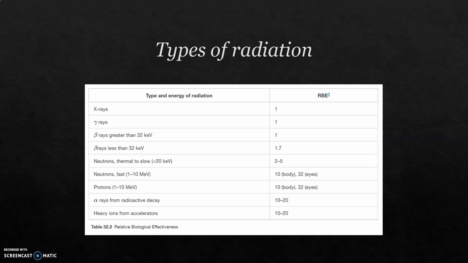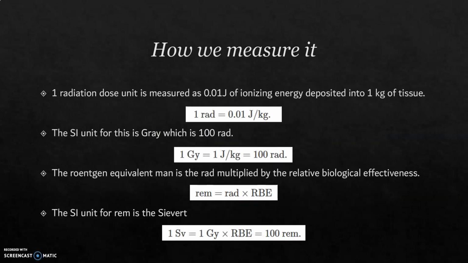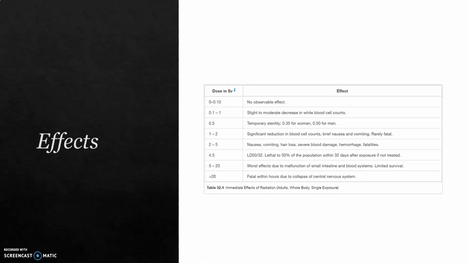When these are put together, this gives us the SI unit that we use, which is called the sievert. Sievert is that relative biological effectiveness multiplied by 100 radiation dose units, or 1 gray. And this will help us to quantify different amounts of exposure that people can have. So here's a chart in sieverts. 0 to 0.1 sievert has no observable effect.